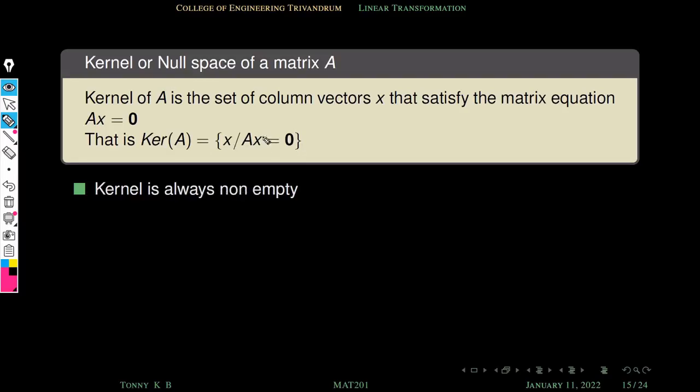And it is clear that kernel is always non-empty. Why? Because of the zero vector. 0 means a vector like this, 0, 0, etc. Suppose A is an m by n matrix. Then this is n by 1. Then A into 0 is equal to 0. So the 0 vector always belongs to the set. That's why kernel is always non-empty.